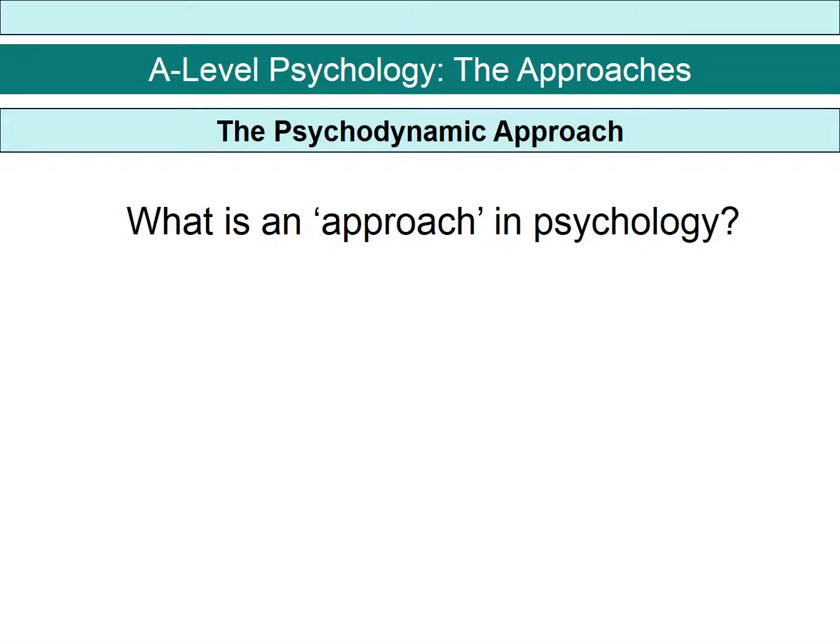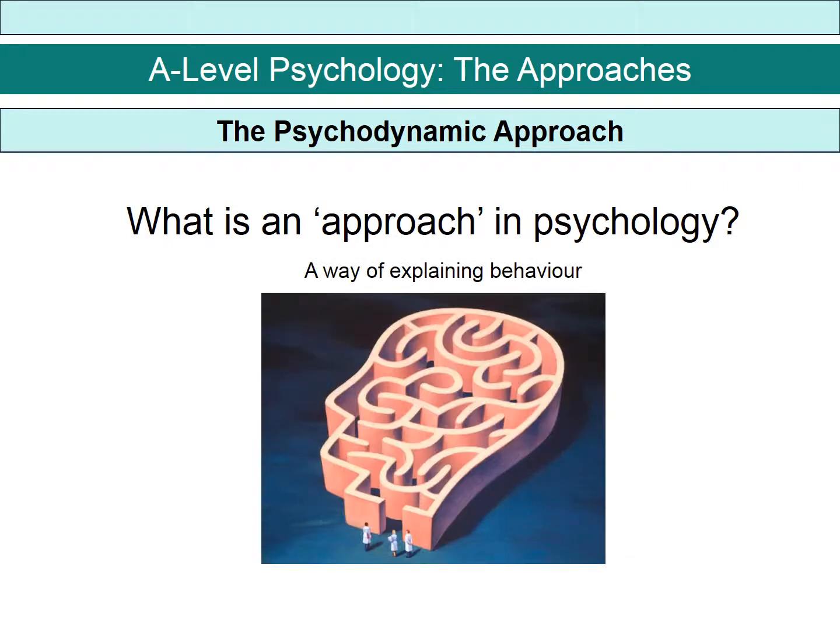In this section of the course, we're going to return to the approaches. There are two further approaches that you need to know beyond what you learn for your AS. Before we get onto those, just a quick recap of what we mean by approach, and that is a way of explaining behaviour. So each approach has a key concept, and it uses this key concept to explain why people behave in the way that they do.